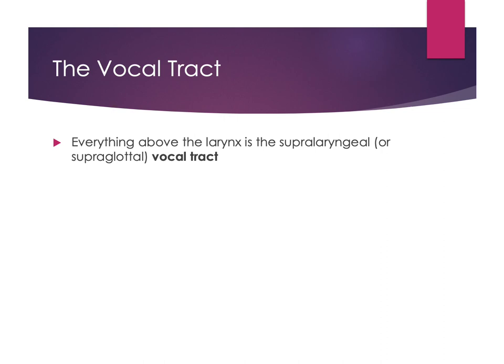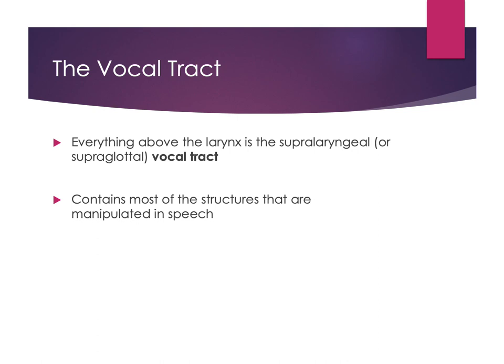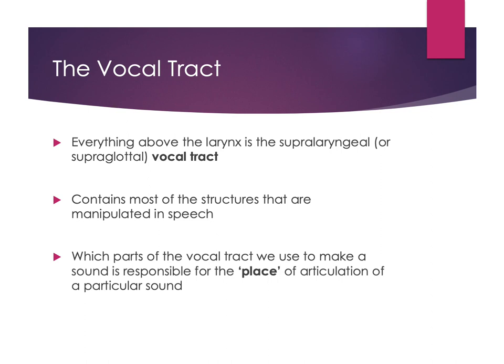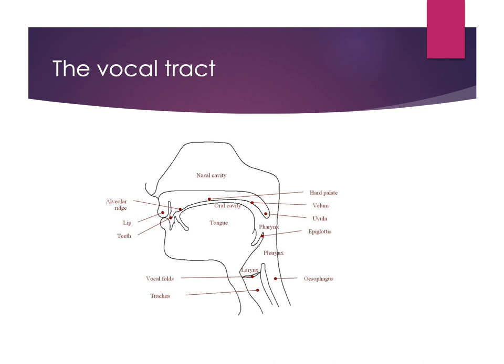So even though our lungs play a vital role, even though our larynx plays a role in voicing, which is one of the three major descriptions we use for consonants, the vocal tract is going to be responsible for those other areas of change. The parts of the vocal tract that we're using to make a sound are going to be responsible for the place of articulation, what we'll focus on in the next lecture, of a particular sound. And you'll see as we look at this last little graph before this lecture is over, that there's a lot of different terms. There's a lot of places within the vocal tract. We have our lips, our teeth, we have the hard palate, the velum, the uvula, the tongue. These are all different aspects.